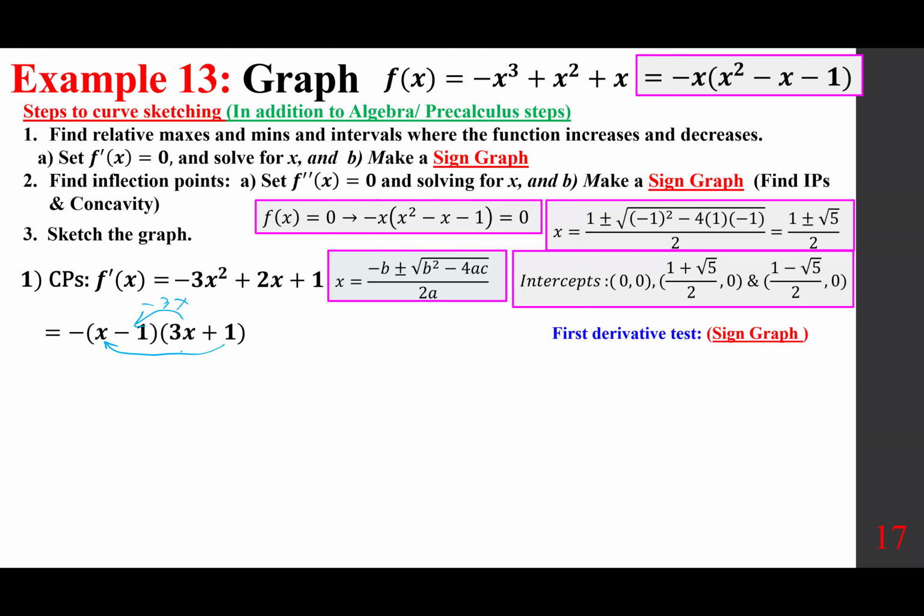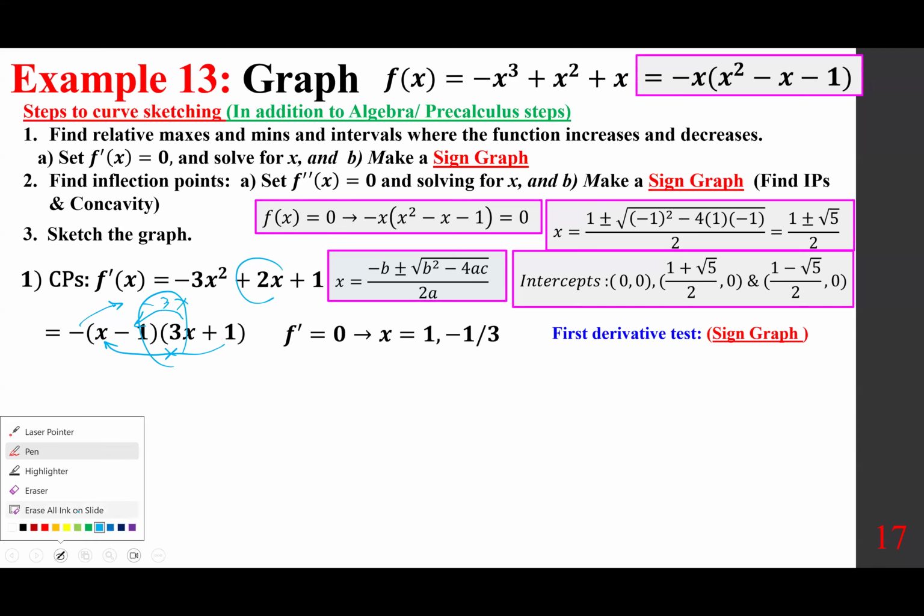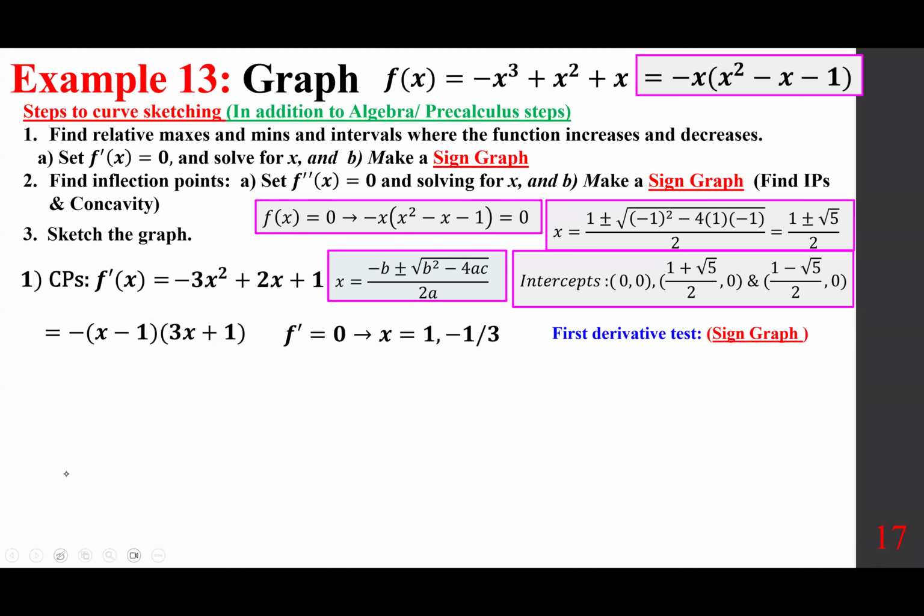minus 3x, positive x. If you add them up, must become plus 2x. And with this negative, it becomes even. So if it's equal to 0, either x is 1 or negative 1/3. Let me erase my work. Either x is 1 or negative 1/3.